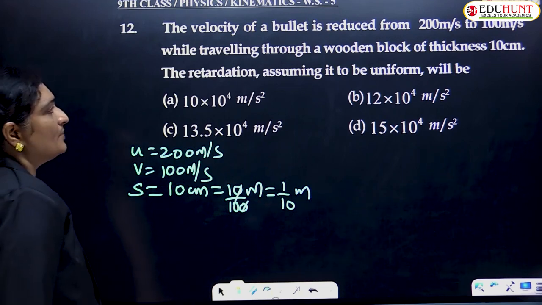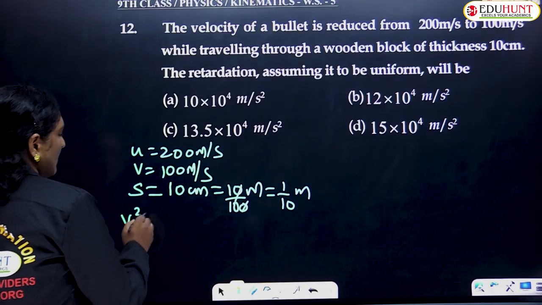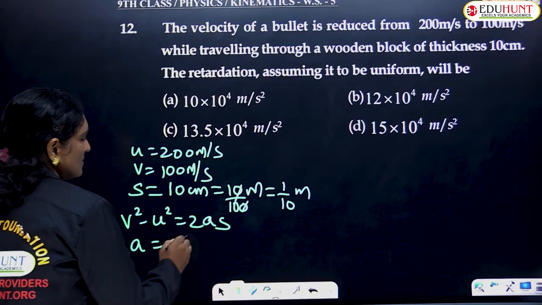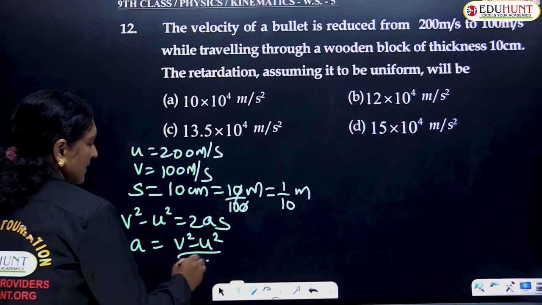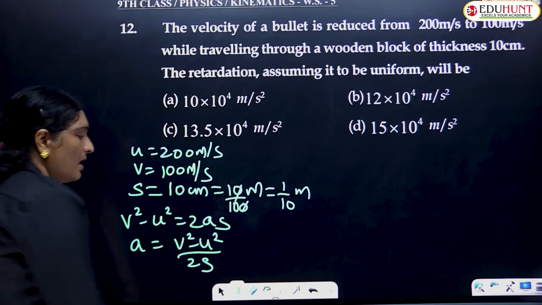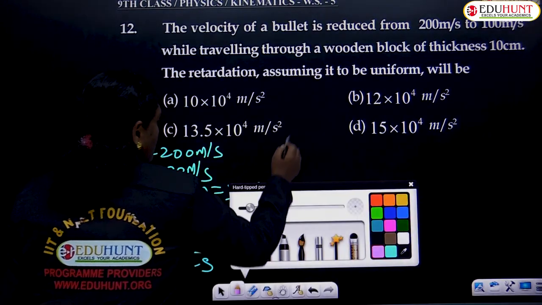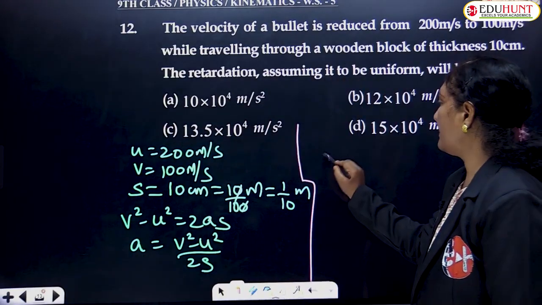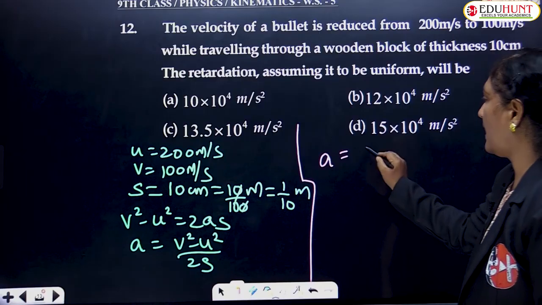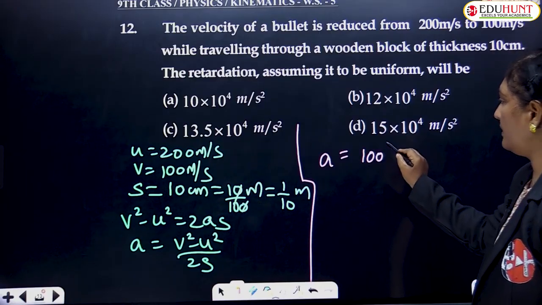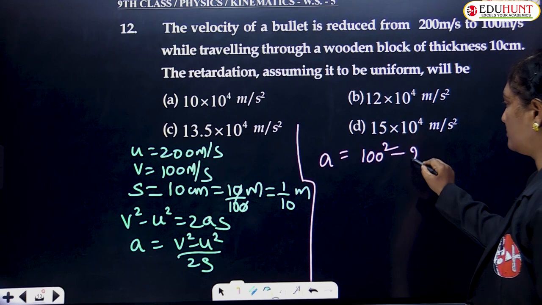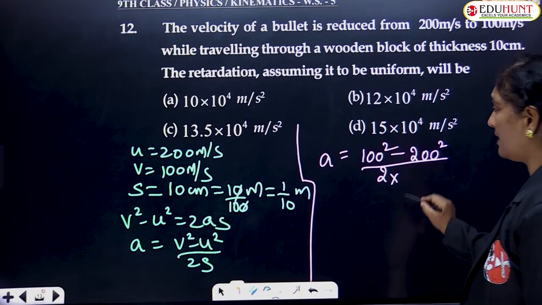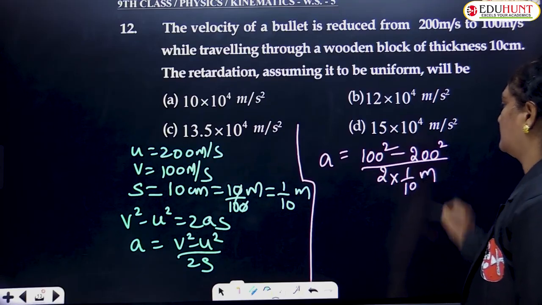The retardation, assuming it is uniform, will be found using the same old formula. We have v square minus u square equals 2as, or a equals v square minus u square by 2s. If you want retardation, you should find minus a. So substituting the above values, what is the value of a, children? V was 100, so 100 square. U was 200, 200 square upon 2 into distance covered, which was 1 by 10 meters.